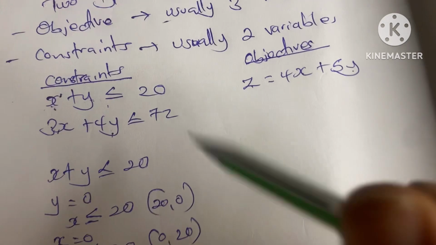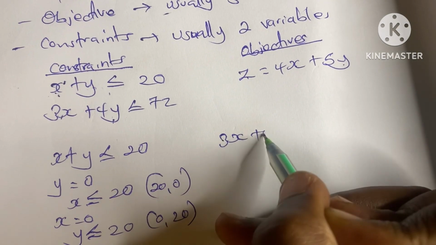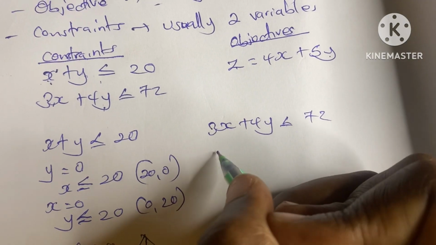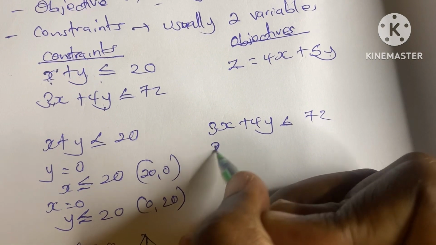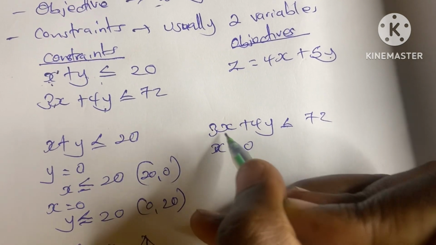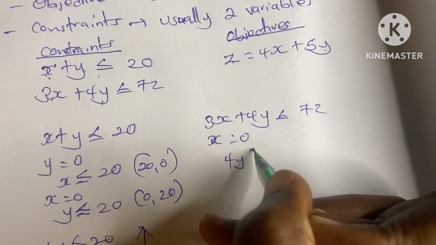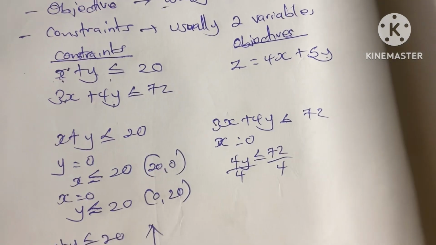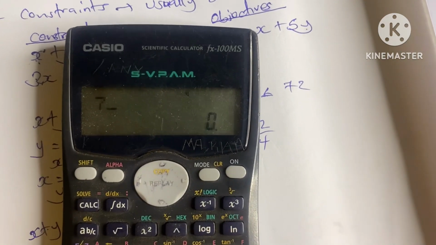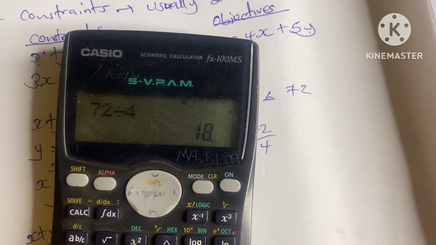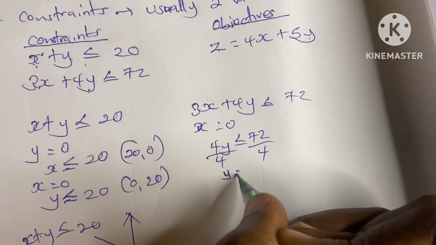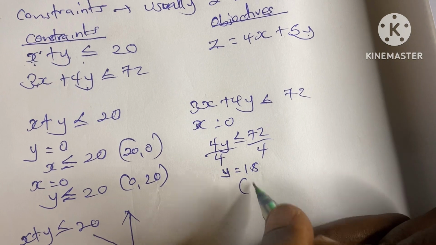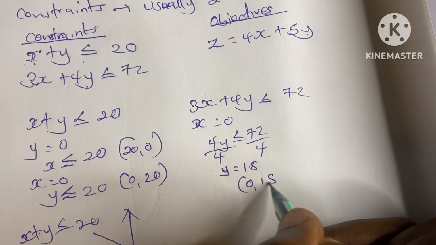Then for the second equation, 3x plus 4y less than or equal to 72. When x is 0, what will be y? So this one will go off. So it will be 4y less than or equal to 72. Divide by 4. 72 divided by 4, it becomes 18. So y will be 18. So the first point will be when x is 0, y will be 18.